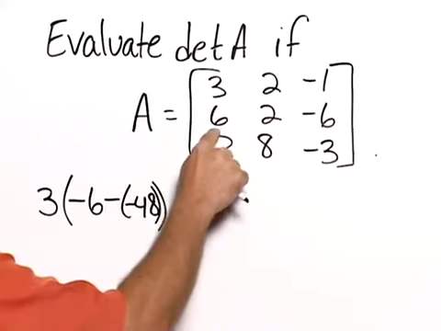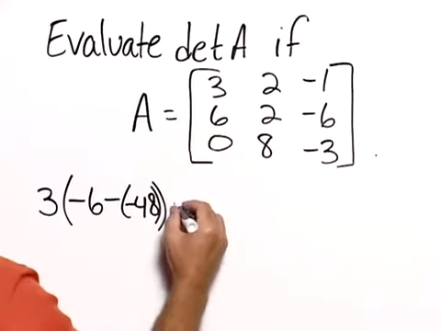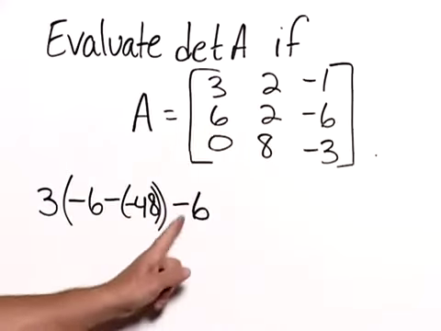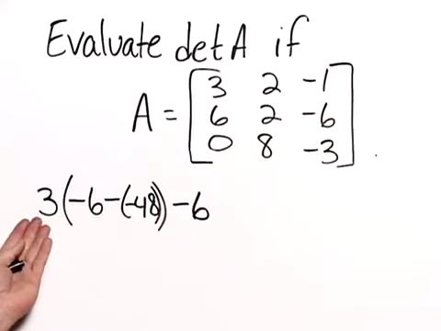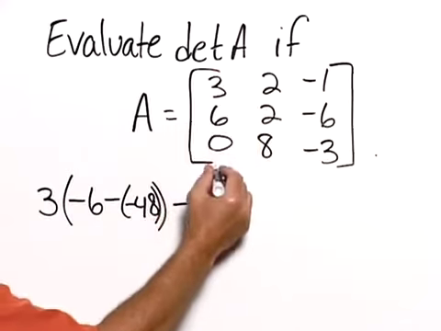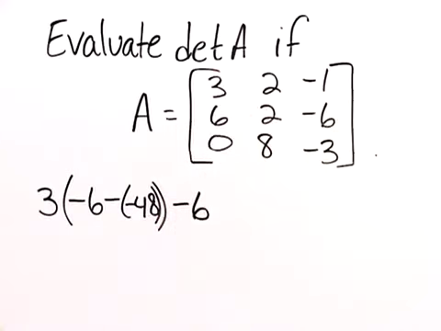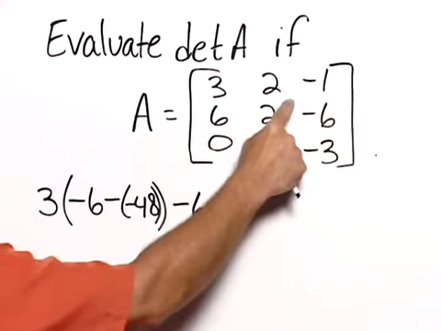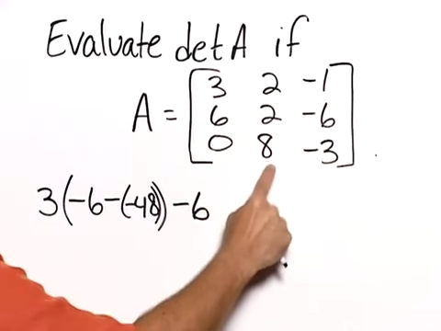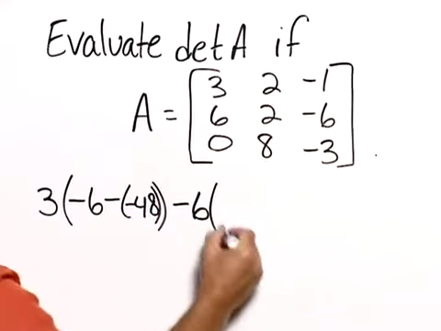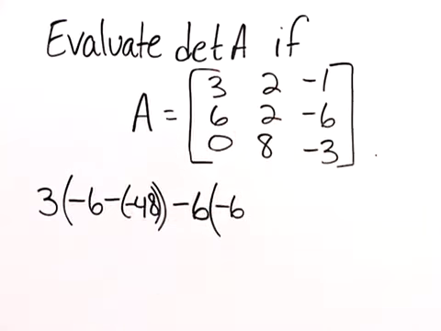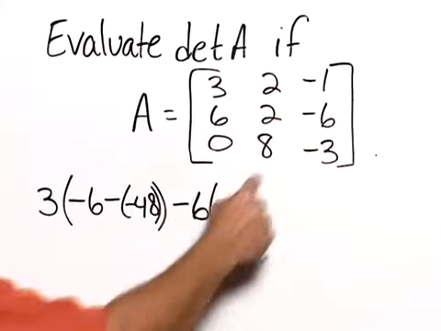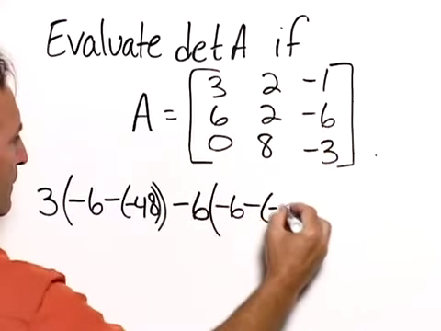Then we move to the second row, and we write down the 6 again. This time it's a minus in front of this because, once again, we alternate the signs, and we have plus and then minus. So for the 6, we cross out column 1 and row 2. That leaves us a 2 by 2 matrix of 2, -1, 8, and -3. So now we multiply 2 times -3, which is -6. And we subtract from that 8 times -1, which is -8.